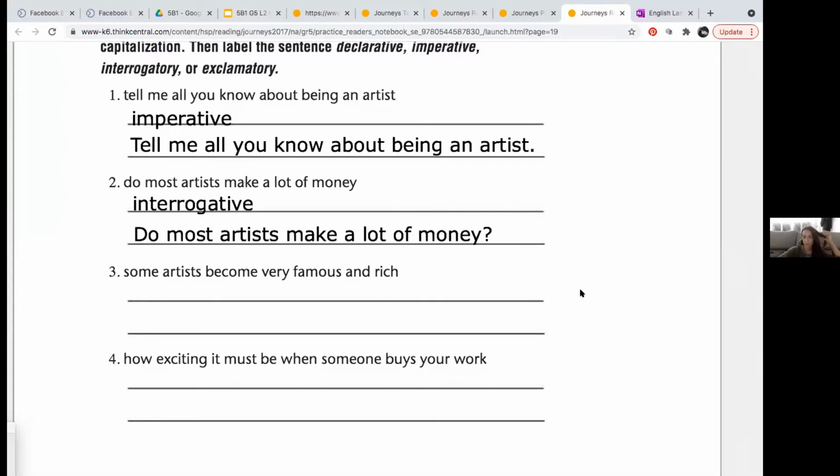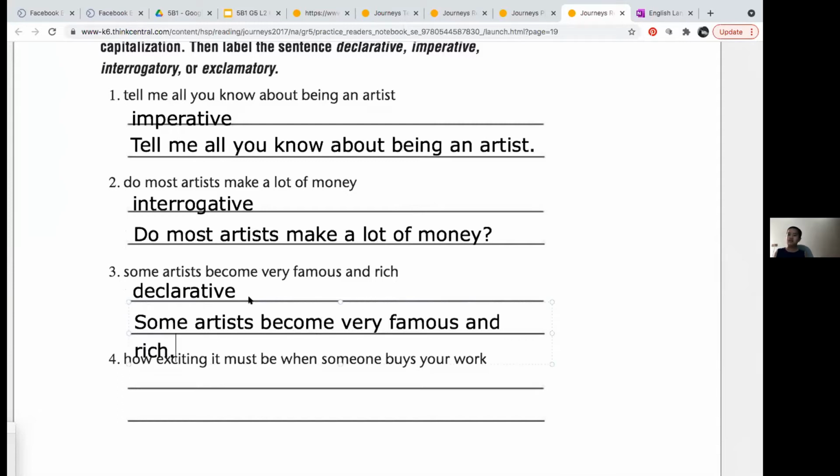Okay, number 3, Ciro. Some artists become very famous and rich. Declarative. And how can we write it correctly? Capital S. Some artists become very famous and rich, period. Good job.